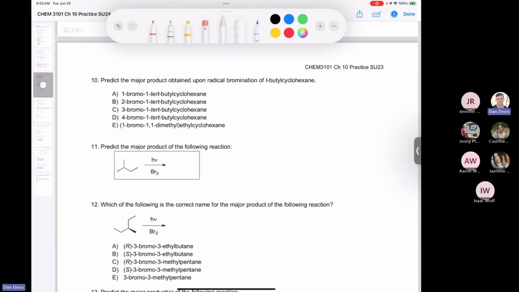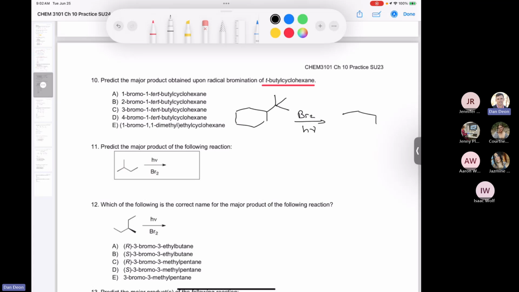Predict the major product upon the radical termination of tert-butyl cyclohexane. This is a great question because it brings in some nomenclature. So you've got to be able to draw tert-butyl cyclohexane, which I know you can. Okay, so you just draw a cyclohexane molecule, and then you put a tert-butyl group on it. Not too bad. So tert-butyl cyclohexane, and it says here if I brominate this, so bromine and light, well, remember that my bromine is going to go to the most substituted position.